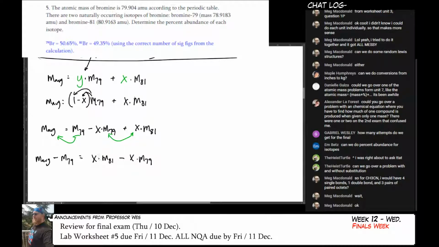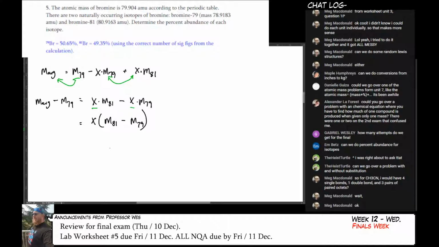Now I can factor out X here because both terms have an X in it. And that's going to equal this. And then I can solve for X by just dividing this part.